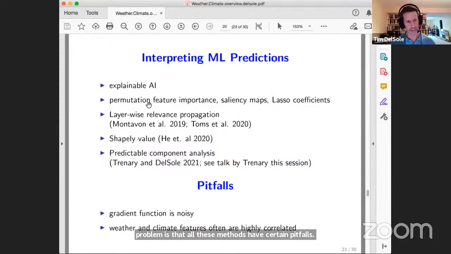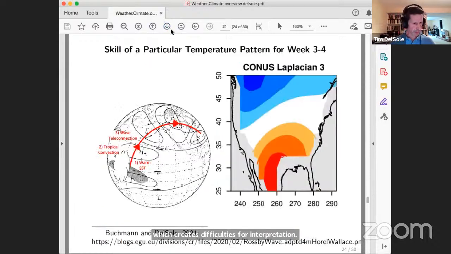One problem is that the machine learning models have noisy gradients between the input and output, which makes them very difficult to interpret. And also, features in weather and climate often are highly correlated, which creates difficulties for interpretation. So to illustrate that, I'm showing an example here in which I predict just one pattern over the US. And the idea is that convective anomalies in the tropics excite Rossby waves that propagate and imprint a dipole pattern over the United States that can persist for weeks to months.